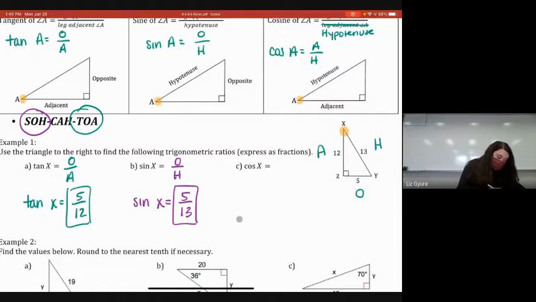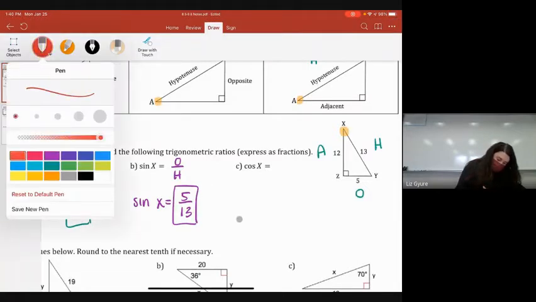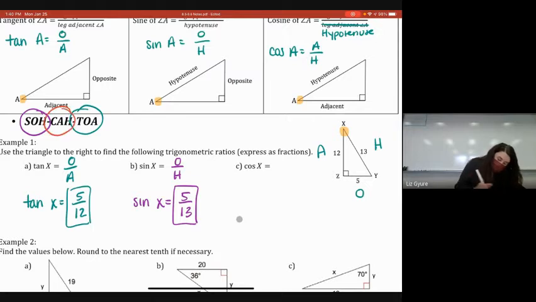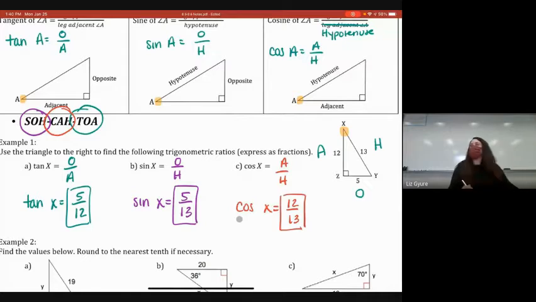And then cosine. Cosine is the adjacent over the hypotenuse. So how would I write my ratio for cosine x? Adrian? 12 over 13, exactly. So that's just practicing identifying those.